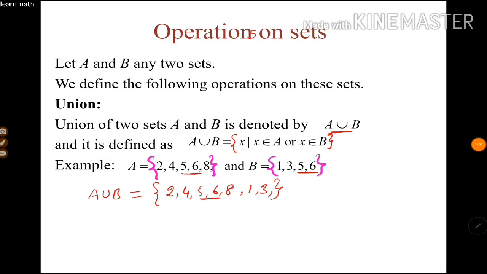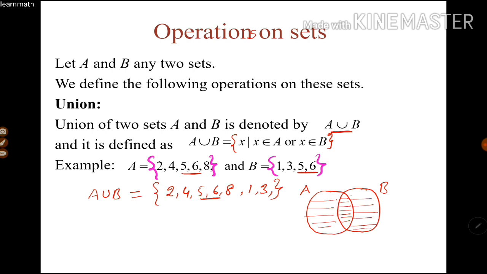Now how to draw the Venn diagram for A union B? For this example we have to draw the Venn diagram. Take one Venn diagram like this. This is A, this is B. This is the common part for A and B. This is the only elements in A. This is the only elements in B. This total indicates A union B.